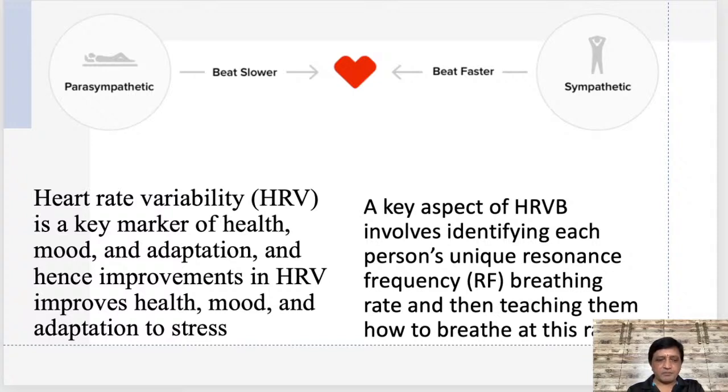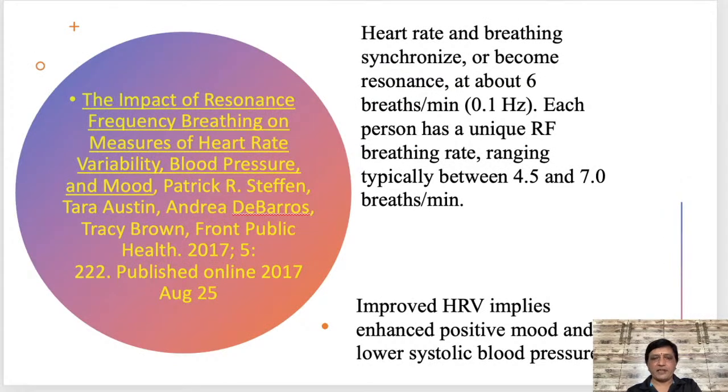So for this kind of HRV breathing, you can see on the left side, I have put the research paper that talks about this. The simple 6 breaths per minute kind of breathing with longer exhalation. If you can inhale for 4 seconds and exhale for about 6 seconds, that would make a big impact in improving the heart rate variability and also in maintaining a healthy blood pressure. So that's what they have found. Improved HRV implies enhanced positive mood and lower systolic blood pressure. So that's why it is very important.